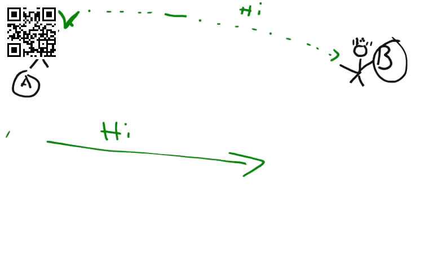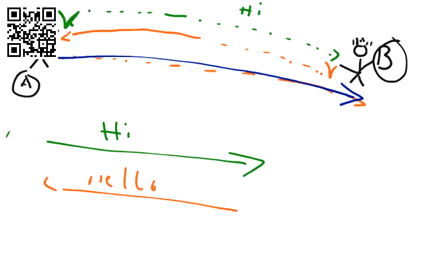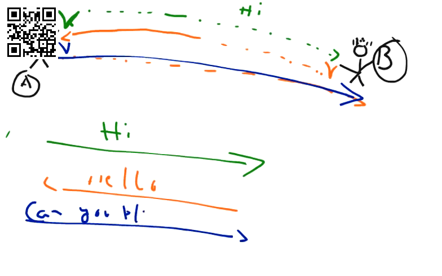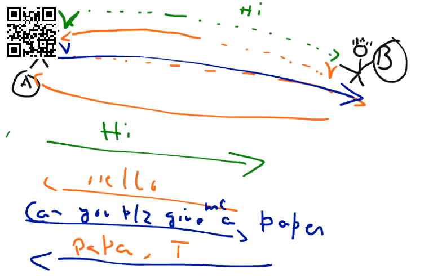Person B, if person B understands the message, then he puts the message on the pigeon, and the pigeon flies back with a message hello. Person A then sends a request via pigeon: can you please give me a paper? And if person B understands what person A has asked, and if he is able to do that, then he gives the paper via the pigeon and says, take it.